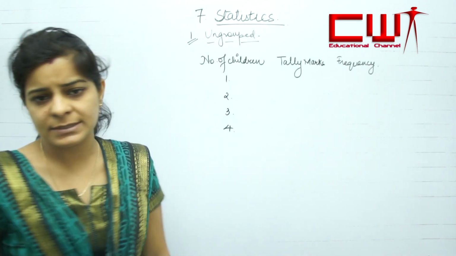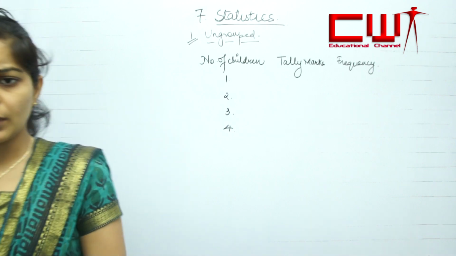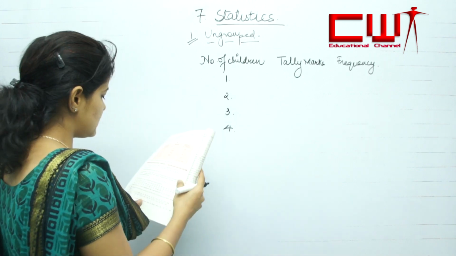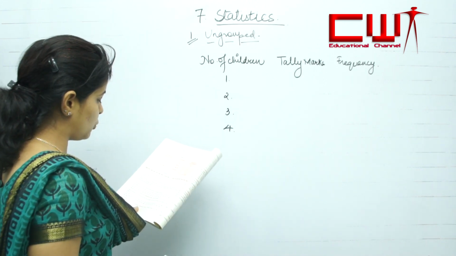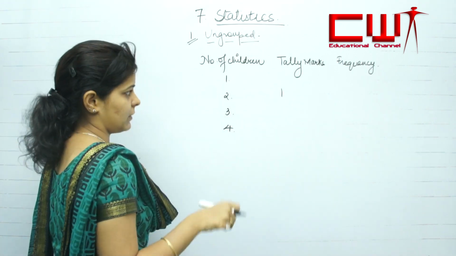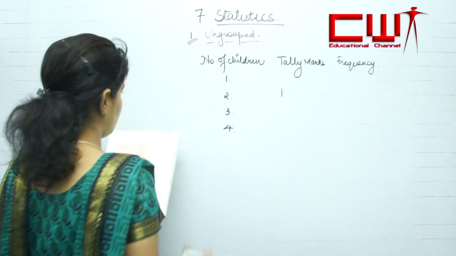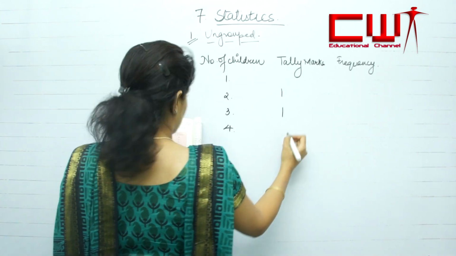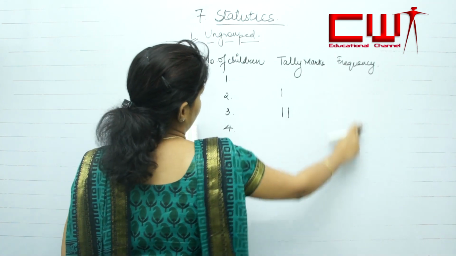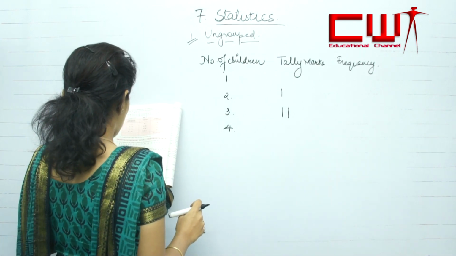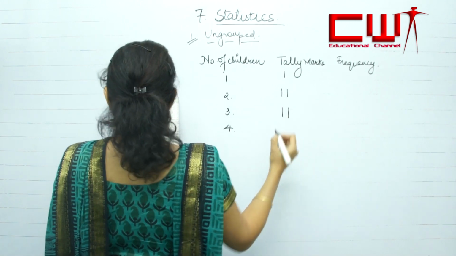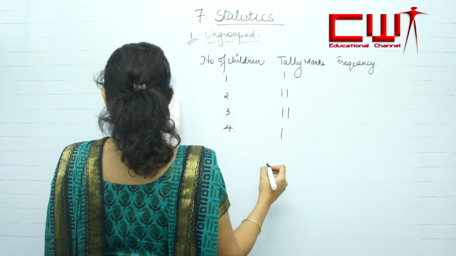How many times is 1 appearing? See how you write it. You have written all the numbers 1, 2, 3, 4. Now, in order to avoid any mistake, see the question. What is the first number given to you? 2. So put 1 mark, because 2 has appeared once. Then what is given to you? 3. Then again 3. However many times a number appears, that many lines you will draw in the tally marks. Forget about frequency for now. Then 2 again, then 4, then 3.